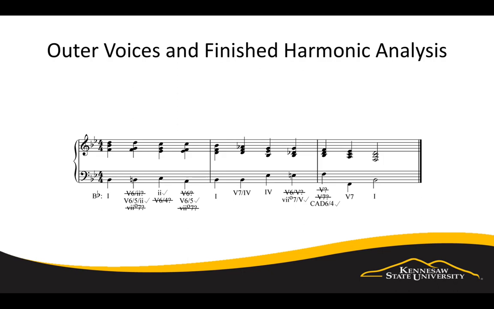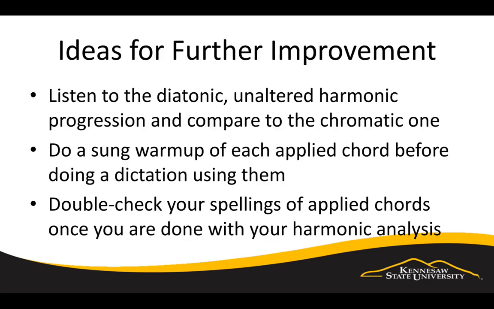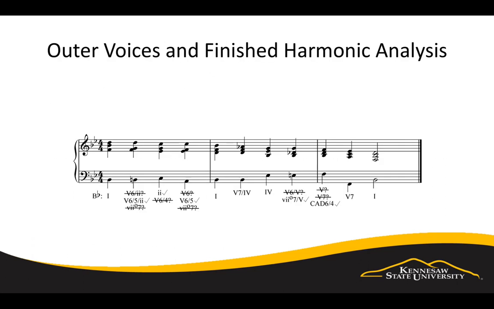Okay, now notice that I have made chord choices for every single decision point in the harmonic analysis, and then I've indicated my choice by crossing out impossible choices, and then putting a check mark by what actually happened. So give it a listen. 2, ready, go. So 1, 5 6 5 of 2, 2, 5 6 5, 1, 5 7 of 4, okay, and then 7 diminished 7 of 5, CAD 6 4, 5 7, 1.